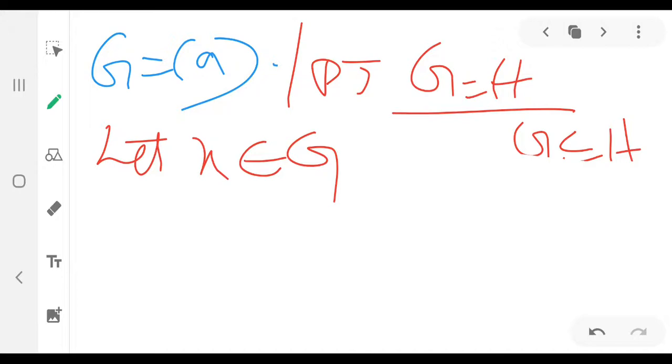So let x equal to a raised to m. Let x is equal to a raised to m.